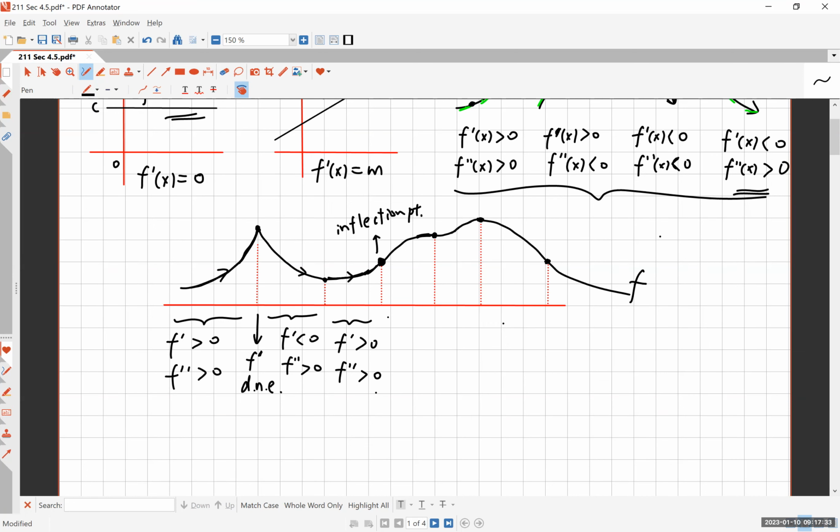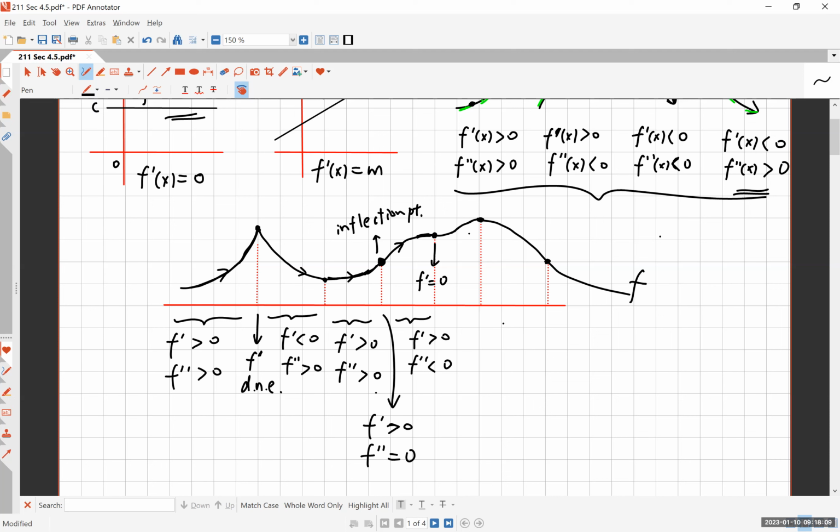What's happening here at this point, the derivative is actually still positive because it's an increasing function, but it turns out the second derivative is 0. It goes from, in this case, positive to negative. Over here, the first derivative is positive because the function is increasing. The second derivative turns out to be negative because it's increasing, but at slower rates as you continue to go to the right.